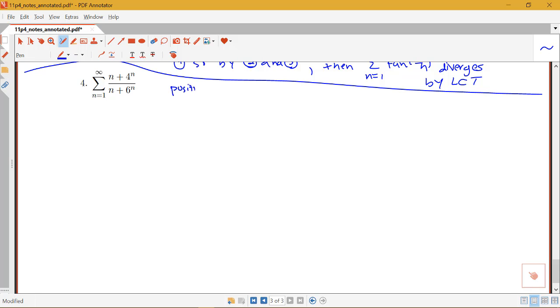So I first asked myself, do I in fact have positive terms? And the answer is yes. Okay, I'm just adding things. 4 to the n and 6 to the n will always be positive. I'm adding n's to those. So I need to think about choosing my comparison series and thinking about how I want to choose that.